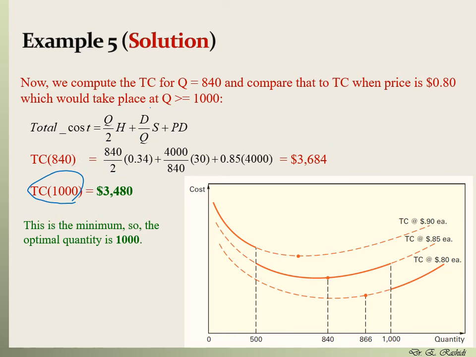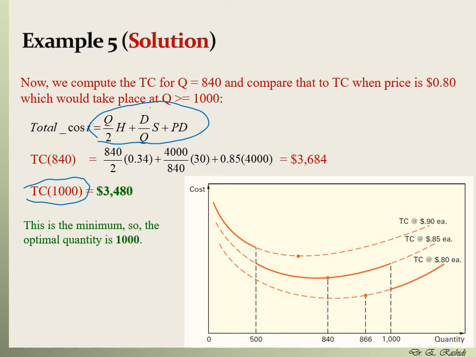If we do the math for total cost when Q is 1,000, using this formula here, that would be Q divided by 2. So 1,000 divided by 2 multiplied by H. H here is 40% of 80 cents. So that would be 32 cents.